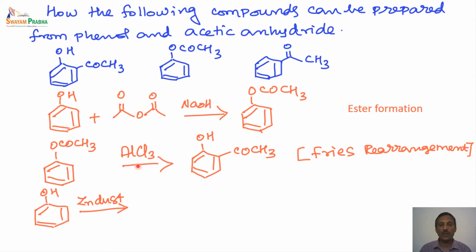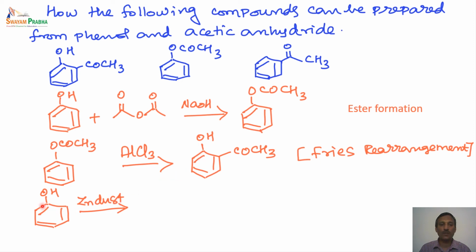This is basically, if we treat with zinc dust, what will happen is this OH group will be removed, but correspondingly the carbonyl group also will be reduced and we will be ending up with the corresponding alcohol and we will not end up with a ketone. So that means we have to identify a method by which the OH can be removed while keeping the COCH3 group. It's very difficult and it is a challenging one.